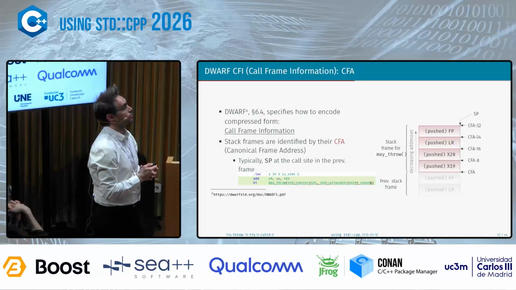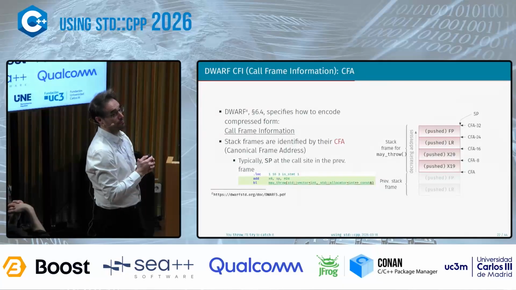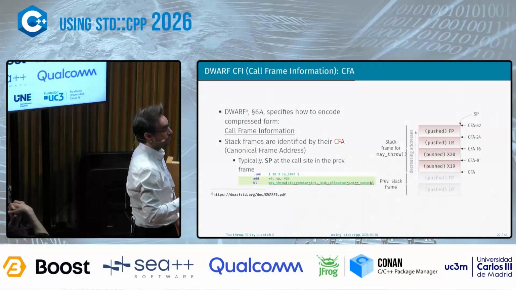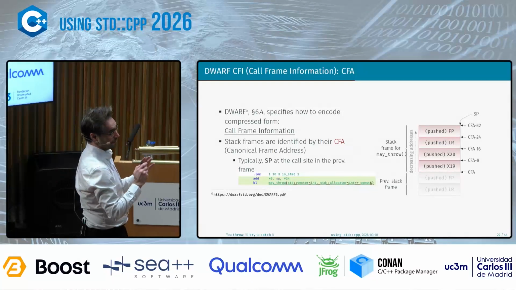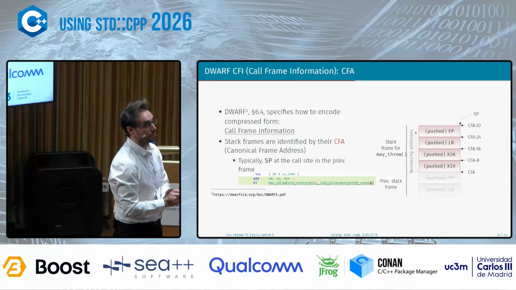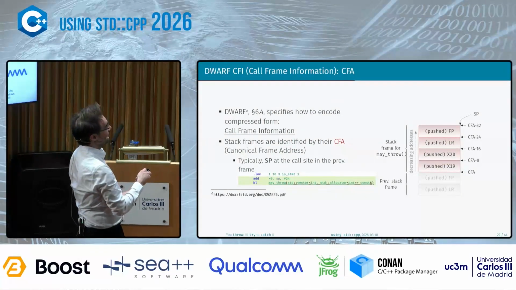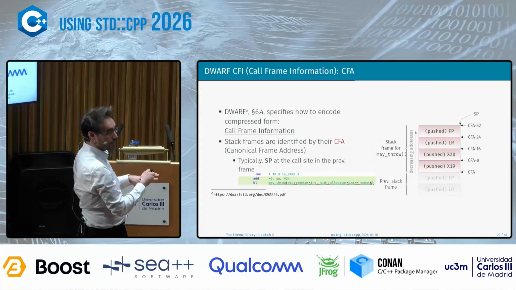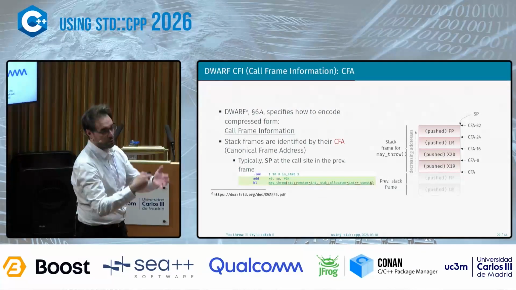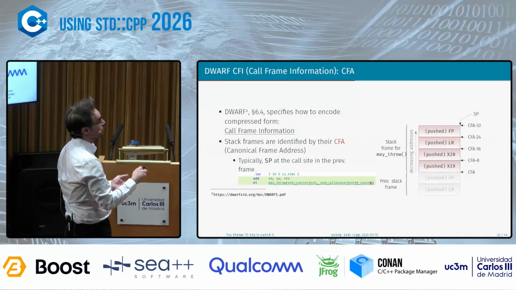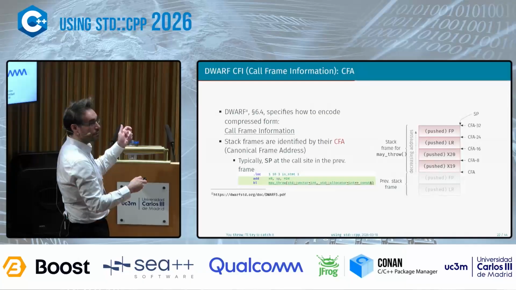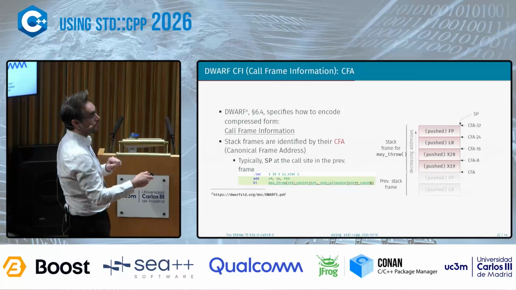But first, I need to describe a new concept, which is called CFA. CFA stands for canonical frame address. And basically, this is sort of the value that the stack pointer had when we entered the function. So we have an example here. This is ARM64 again. So we have BL, which is branch and link, a function call. So we do a function call to make throw, fine. So the value of the stack pointer at this exact point in time is what we call the CFA for this stack frame. So this is the previous stack frame. This is the stack frame that is going to be constructed for make throw. But before the stack frame is constructed, the value that the SP had is called the CFA.